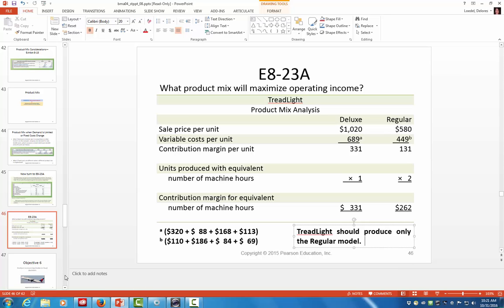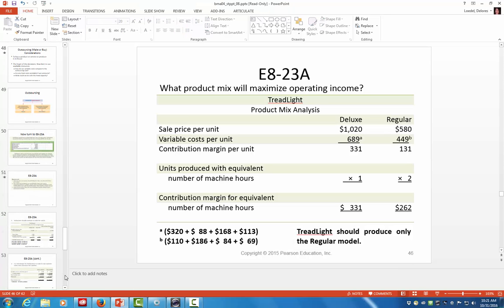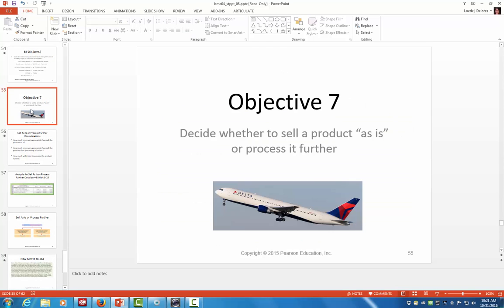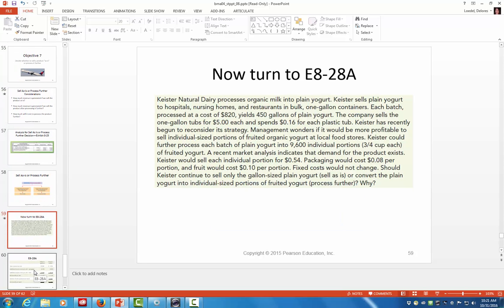All right, the last learning objective that I wanted to cover is number 7. And that learning objective is to decide whether to sell a product as is or to process the product further. And the number that we're going to look at is 28A. And 28A is on the last section of the exercises in Group A, which is on page 486. And there's a lot of words here, so take a look at this, pause your video, and read through the material.